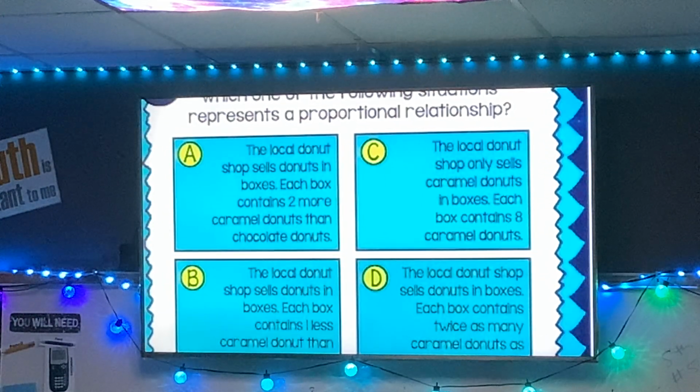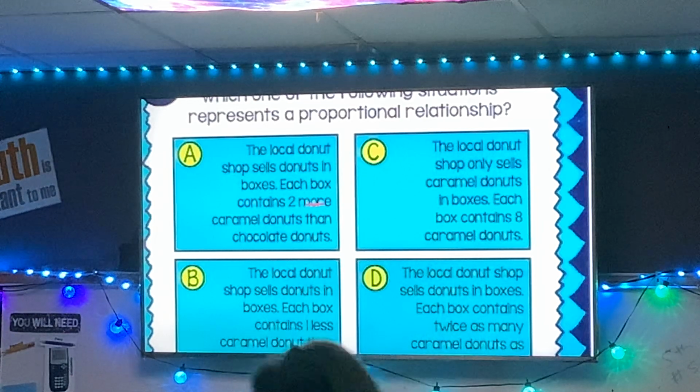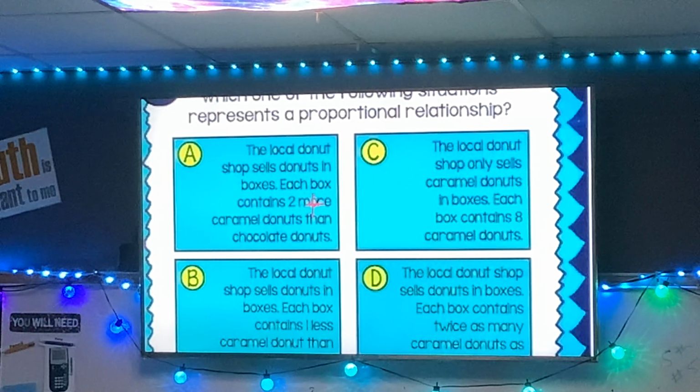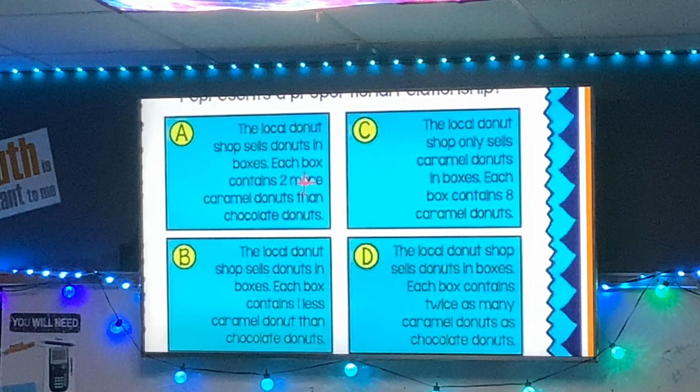Okay, we have a local donut shop that sells donuts in boxes. Each box contains 2 more caramel donuts than chocolate donuts. No, because it's 2 more caramel donuts, then it's not proportional. It says the word more, which means plus, and in y equals kx, I cannot have a plus or a minus, can I? No. Next, the local donut shop sells donuts in boxes. Each box contains 1 less caramel donut than chocolate donuts. It says less, so that can't be correct.